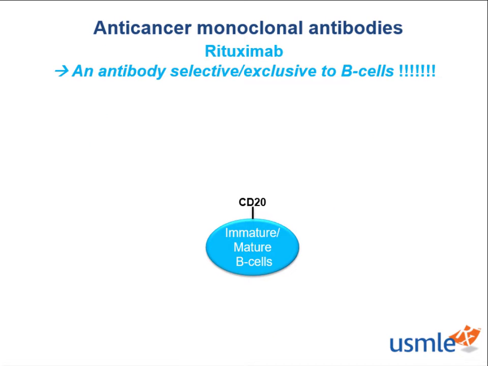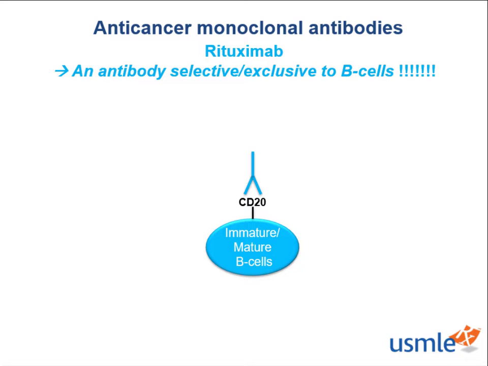Rituximab is one of those drugs you must know cold for test day. Literally, know this drug better than you know your first and last name. Okay, it is that high yield, so listen up. The key to understanding rituximab is to know that it is selective and exclusive to B cells only. What do I mean by this? This antibody seeks out and binds CD20, a cell surface protein exclusively found on B cells. To be clear, CD20 is found on all B cells, both immature and mature forms.